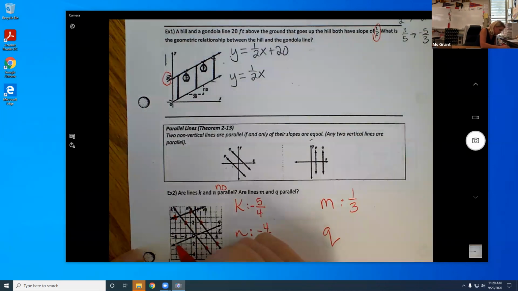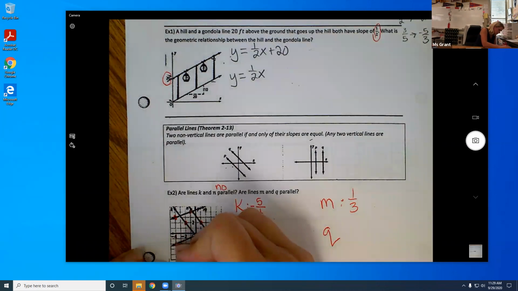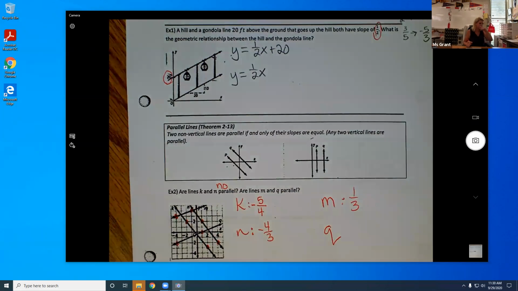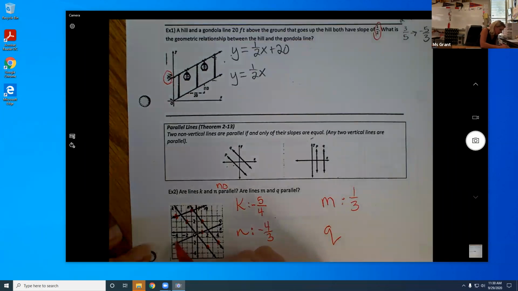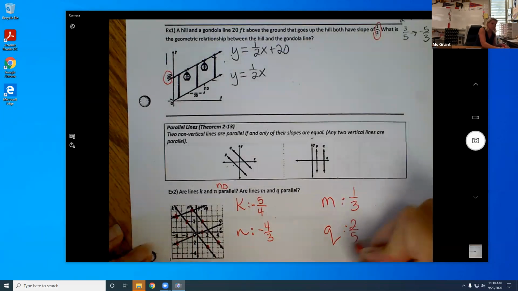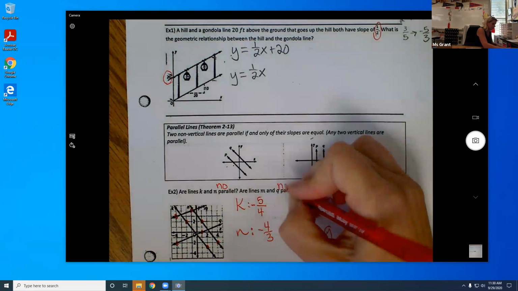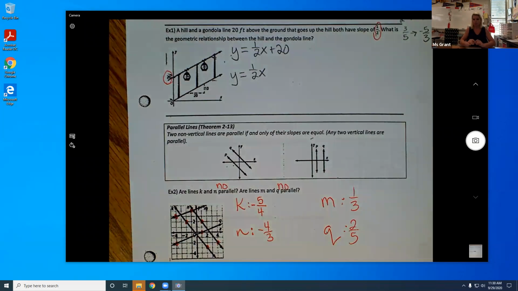Q. Here's a point here. Just look for a perfect intersection. Rise 1, 2. Run 1, 2, 3, 4, 5, 2 fifths. That's not it either. Nope. M and Q are not parallel. They must have the exact same slopes, right?